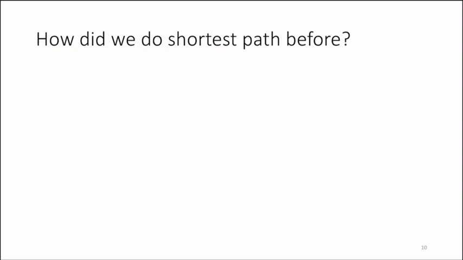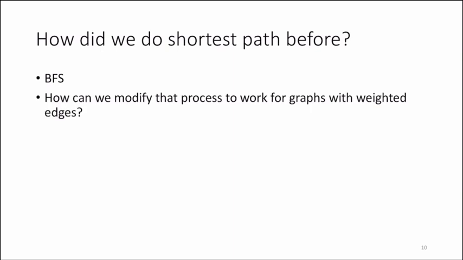So how did we compute the shortest path before? We used a breadth first search. The next question would be, how could we modify that breadth first search process to work with graphs that have weighted edges? There's a number of ways to do it. I'm going to put a pause in the video here just so you have a chance to think about it before I give the answer.